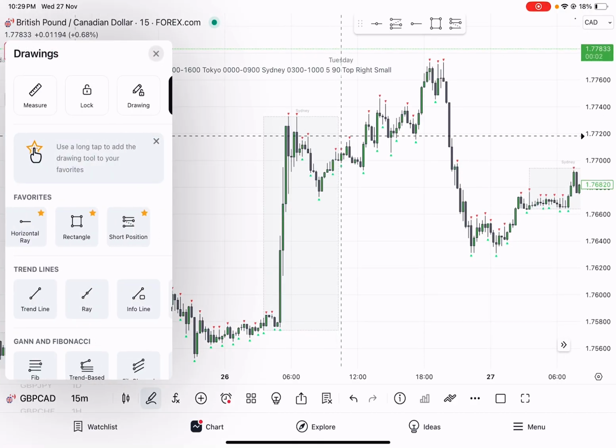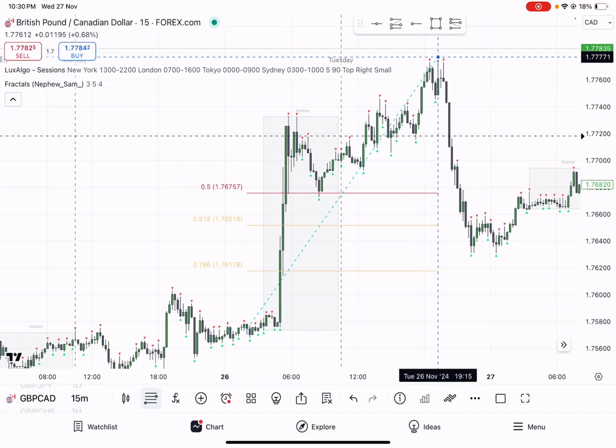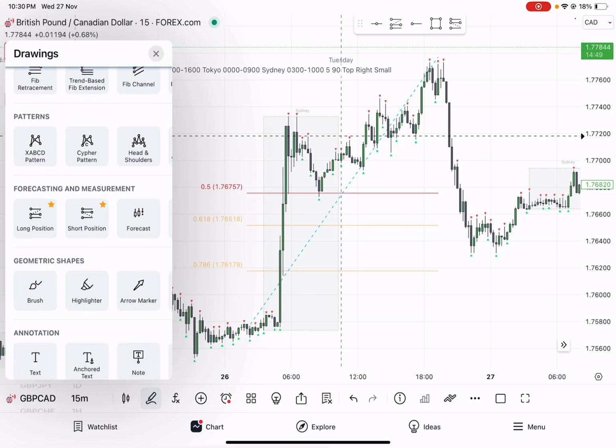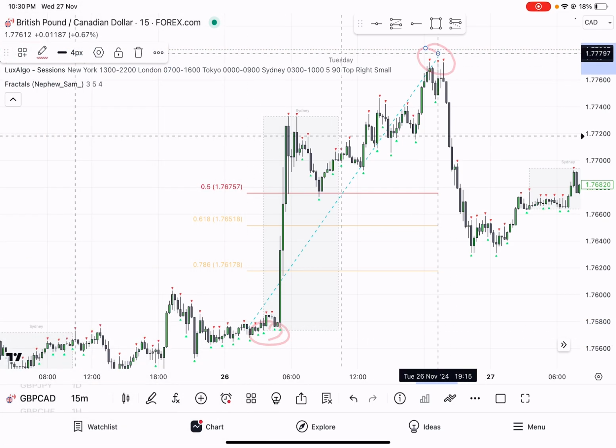Now, what would I do? I would take Fibonacci from this low to this high. This is how my Fibonacci would look. I'm taking this particular low, and this high. That's what looks valid to me.